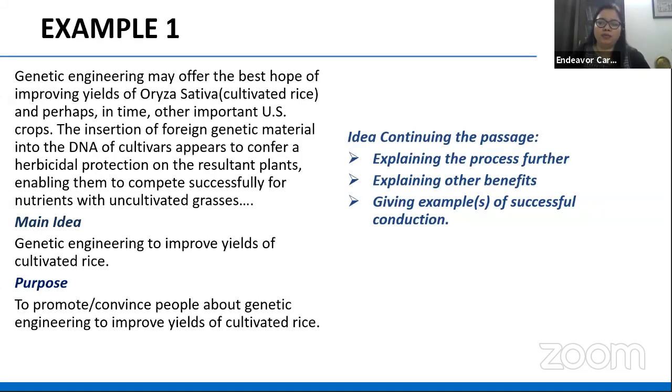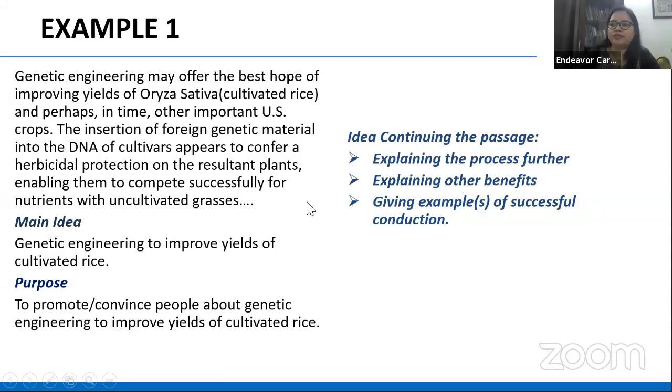What will convince people most? When he's told that, look, it was conducted in all these places. This country, these places, these states successfully used genetic engineering and found that the yields of their cultivated rice improved by this percentage or this volume, etc. Right? So if we have to choose within these three, the one that most strengthens the purpose is examples, some research data shared, other experiments of successful conduction.